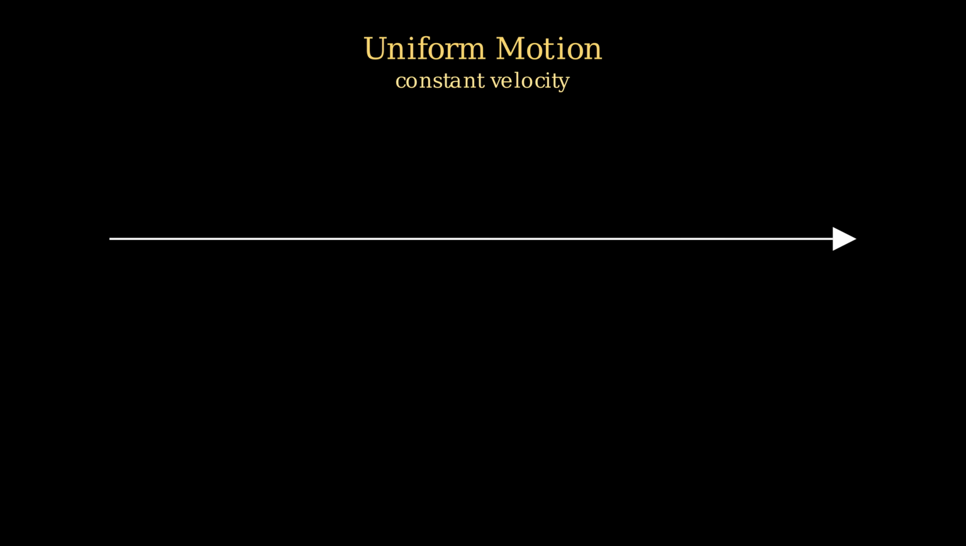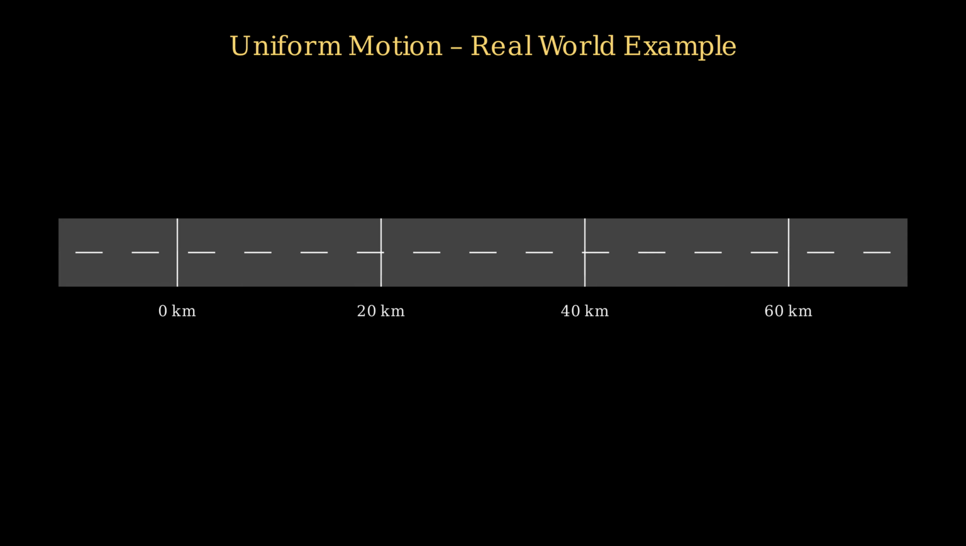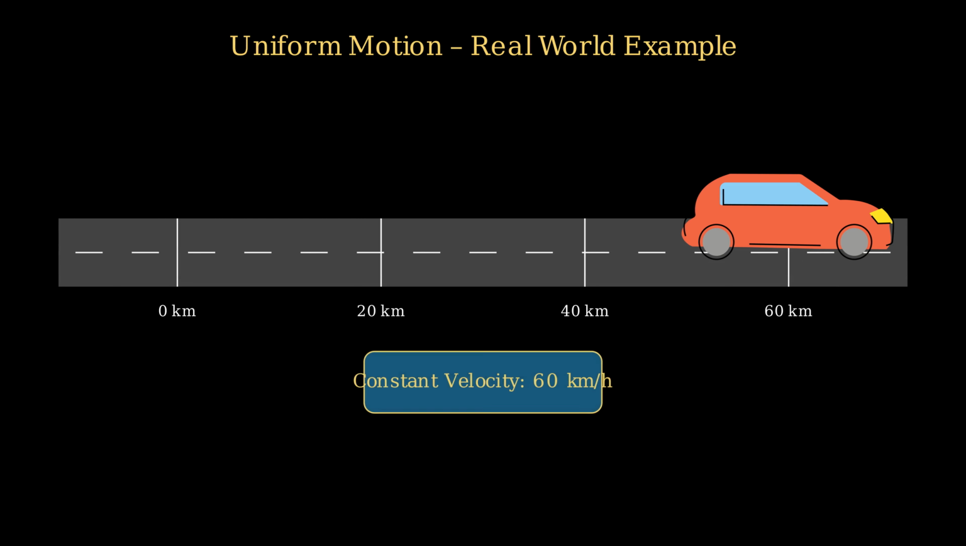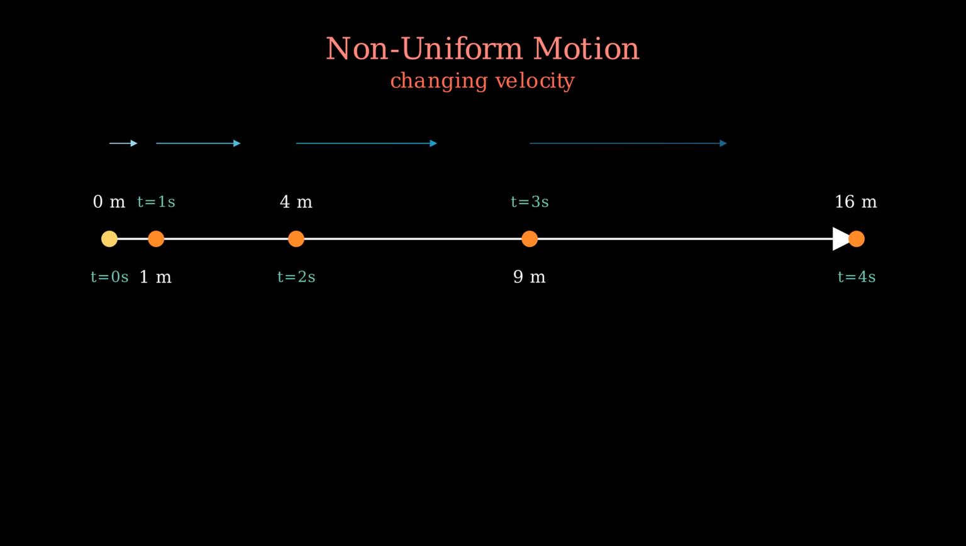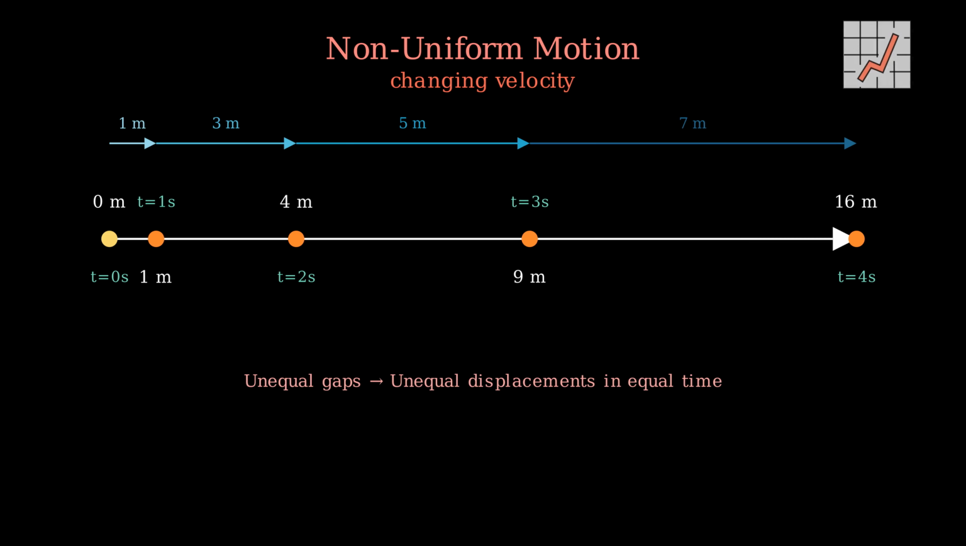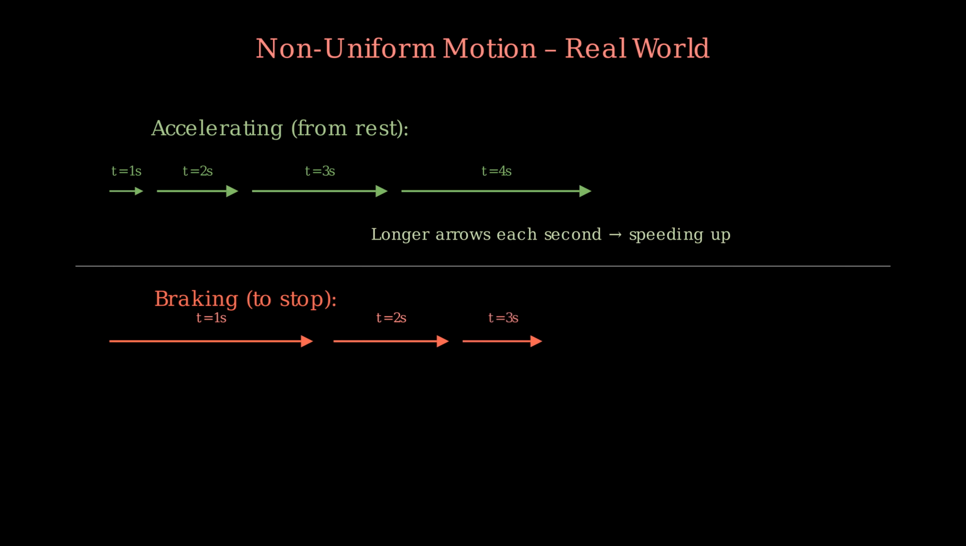Uniform motion means an object covers equal displacement in equal time intervals. A car driving on a straight highway at a constant 60 km per hour is an example of uniform motion. Non-uniform motion means an object covers unequal displacement in equal time intervals. A car accelerating from rest or braking to a stop is an example of non-uniform motion.